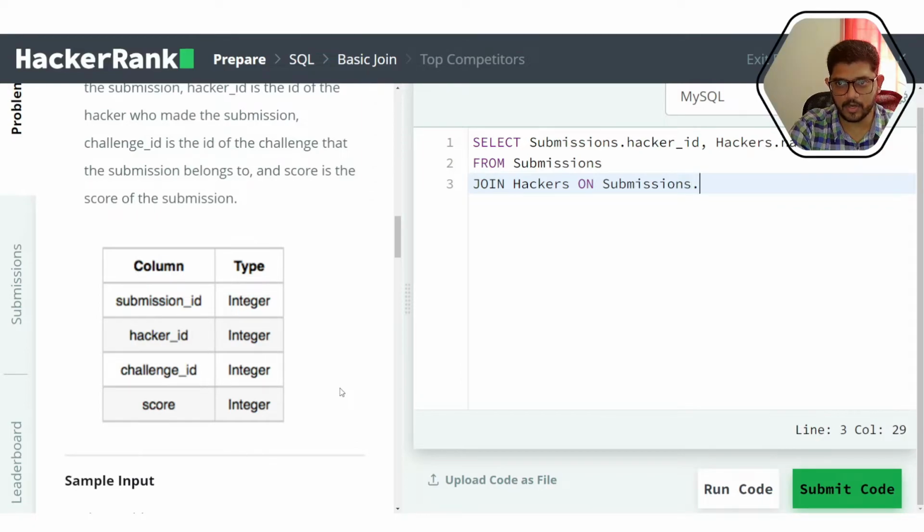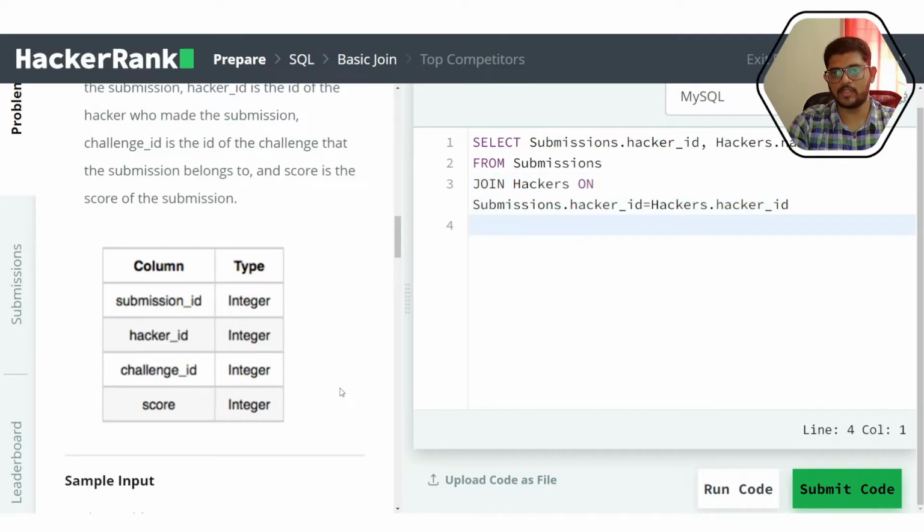So submissions.hacker_ID should be equal to hackers.hacker_ID. Okay, so there we are joining the hackers table to the submissions table, and we are also joining the challenges table now, because that is common sense, right? Who is the hacker and which problem did he solve? So we need both pieces of information. The hacker details we want, and we also want the details of the problem that he has solved, right?